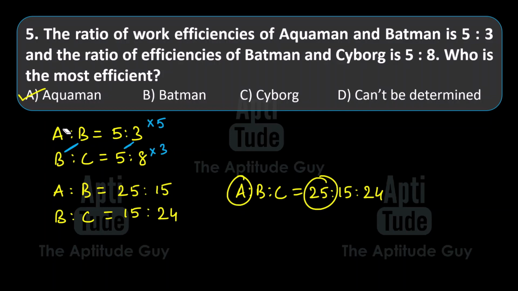Okay, if at all it was A is to B is 5 is to 3 and B is to C is 3 is to 8, then B would have been common and 3 would have been the same. Then the final ratio would have been 5 is to 3 is to 8 and option C would have been the correct answer. But in this case, it is not.